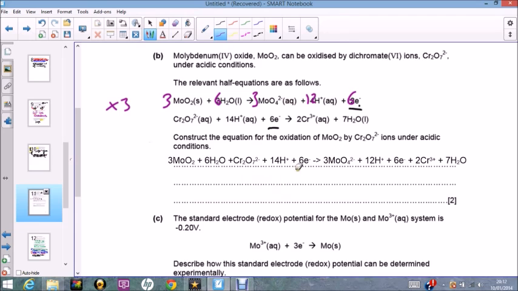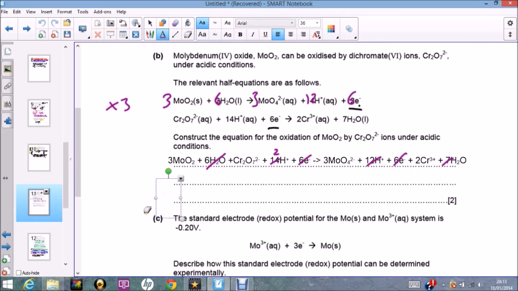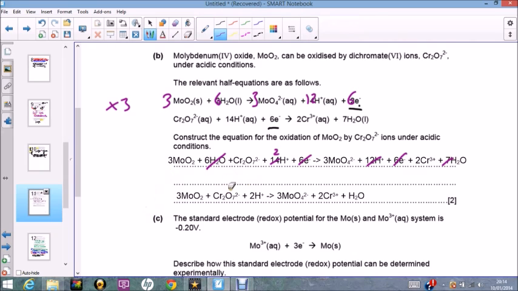is this. Next I'm going to cancel it down, so I can see I've got 6 electrons on both sides. They can go. Over here there's 14H+, here there's 12, so I'm left with 2. And I've got 6 waters here, 7 there, so I'll get rid of that, and I've just got the 1. Final equation I'm going to write underneath. That I've now written final equation, having cancelled everything down. It will be 1 mark for getting the correct equation and 1 mark for correctly cancelling out the species that are on both sides.